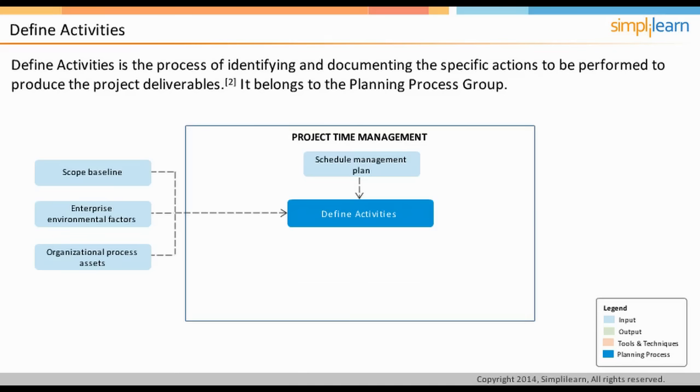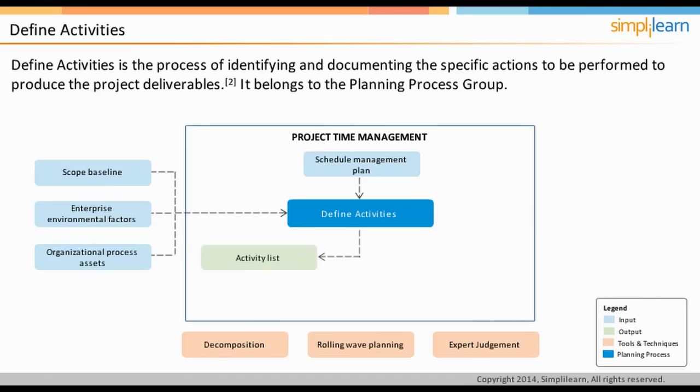The tools and techniques used in defining activities are decomposition and rolling wave planning. The last technique is expert judgment, where the experience of project team members is used in developing detailed activity lists. The output of the process is activity list, activity attributes, and milestone list. Activity list contains a list of identified activities. Activity attributes are the additional information about the activity itself. A milestone is a significant point or event in the project. A milestone list identifies all the milestones and indicates whether the milestone is mandatory or optional.